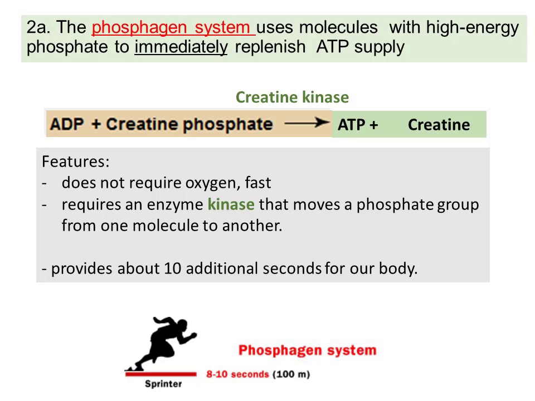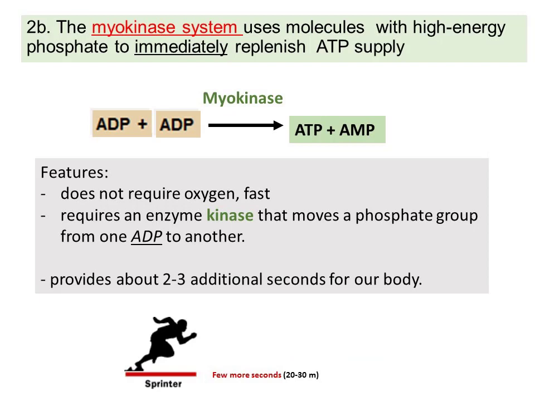But let's say we have to do something that takes longer than the 15 to 16 seconds. We need more energy. Well, we can invoke this myokinase system that's similar. The phosphagen creatine system gives us about 10 more seconds using creatine phosphate.